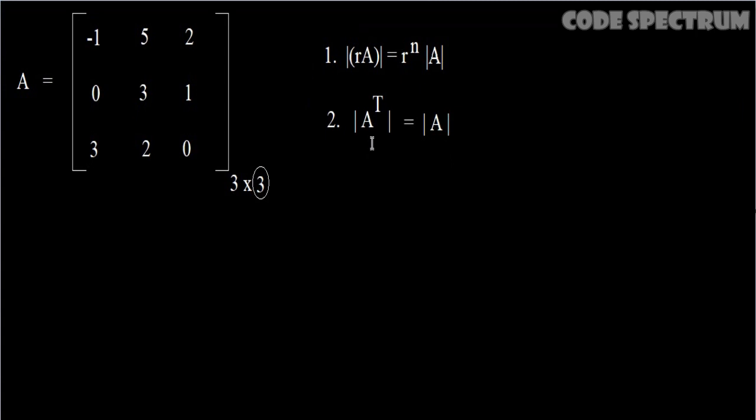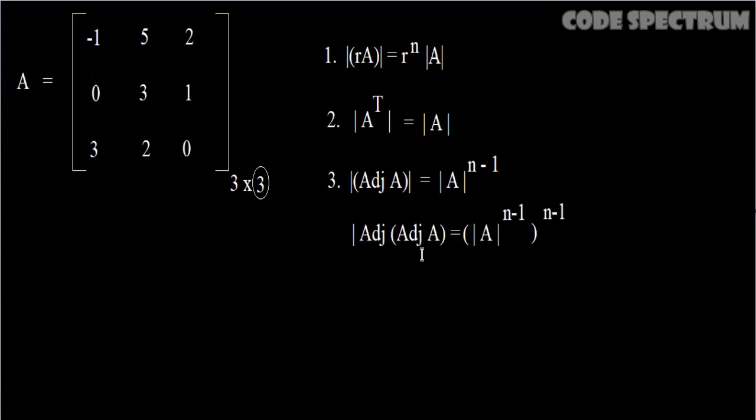Also you must check this property. The determinant of A transpose is equal to the determinant of A. Okay, transpose or a single matrix doesn't matter, but the determinant is the same. Also you must check this property. The determinant of the adjoint of A is equal to the determinant of A to the power of the order minus 1. In this case, the order is 3. Put here 3 minus 1, which is equal to 2. And if you take the adjoint of this matrix and take the determinant, it is equal to the right hand side.